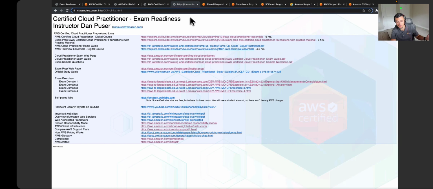One of our trainers, Dan Puser, actually created a page with different notes for the Certified Cloud Practitioner test. So I'll drop this in the chat. These are Dan Puser's notes. And they're pretty good. He goes through different exercises that you can test yourself out on. So you can see exercises for each domain and self-paced labs and different resources to read through specifically for the cloud practitioner test. So there you go.